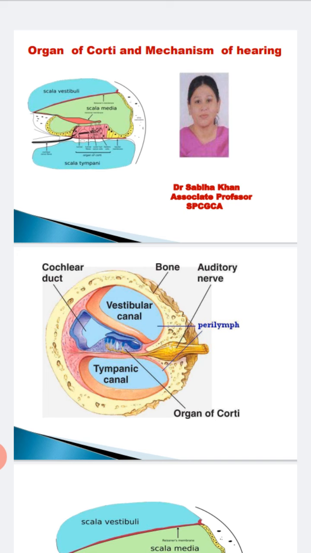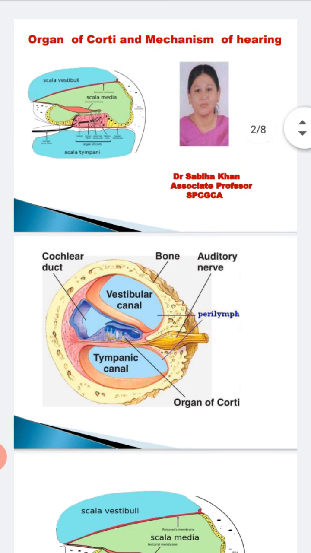And what is this organ of Corti? It is a specialized sensory epithelium that allows for the transduction of sound vibrations into neural signals. That means it transforms sound into neural signals. So it is very important. Who discovered the organ of Corti? The organ of Corti was discovered by Alfonso Corti, and it has been given the name Corti.